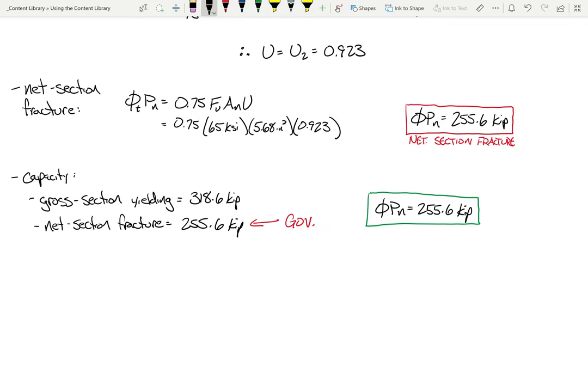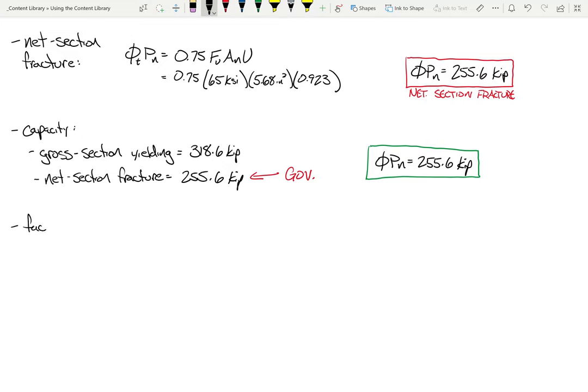So now let's look at our factored loads. Okay, so we've been given a dead load of 80 kips and a live load of 90 kips. And these are the only two quantities that we've got, okay? So if we look at our available load combinations, we've got 1.4 dead, 1.2 dead plus 1.6 live. And these are really the only two that we need to check when all we're given is dead and live. Now, can anybody look at these and tell me, just based on the numbers we're given, which one we really need to worry about? Do we really need to worry about checking one?